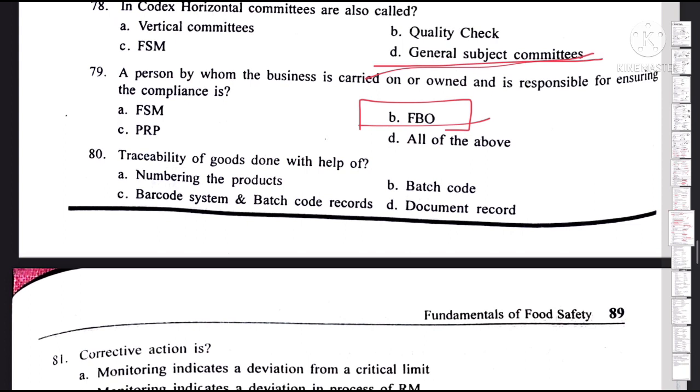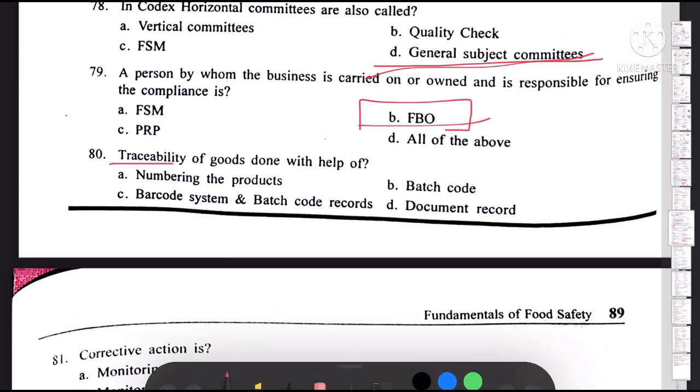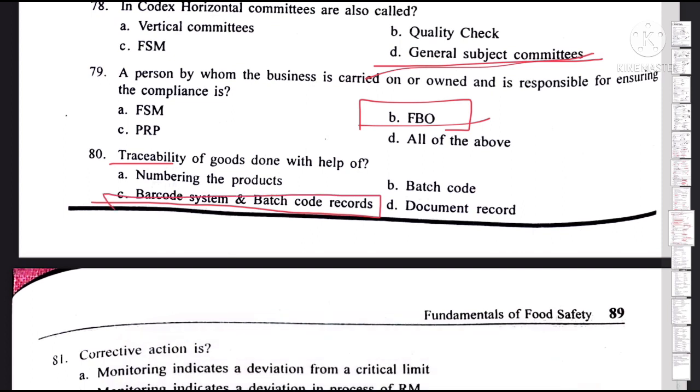Next, traceability of goods is done with the help of what? Traceability is the ability to trace all processes from procurement of raw material to production, consumption, and disposal, to clarify when and where the product was produced and by whom. So the options are numbering the products, batch code, barcode system, and batch code records or document records. So the correct answer is barcode system and batch code records. Traceability can be done with the help of barcode system and batch code records.